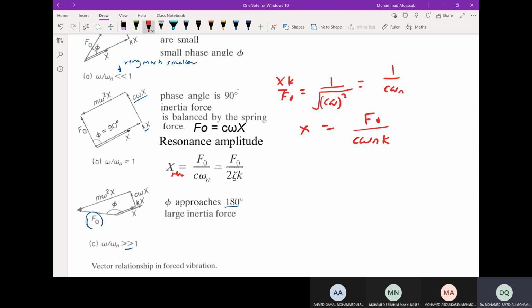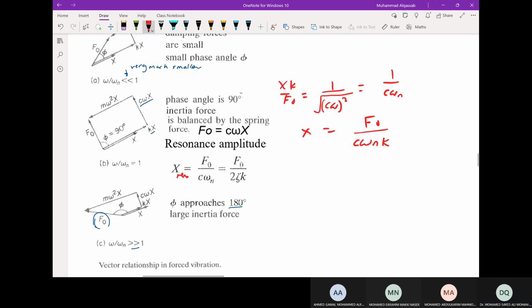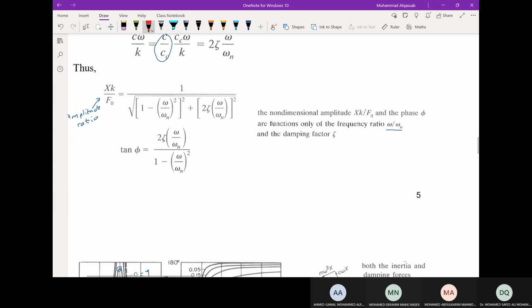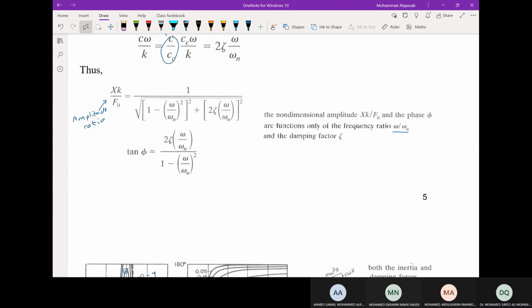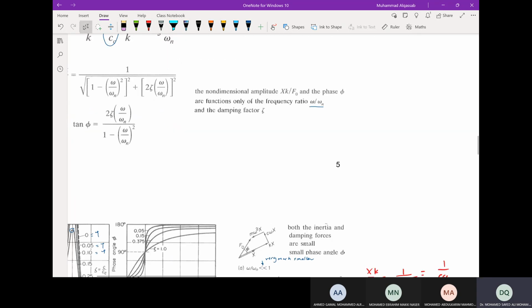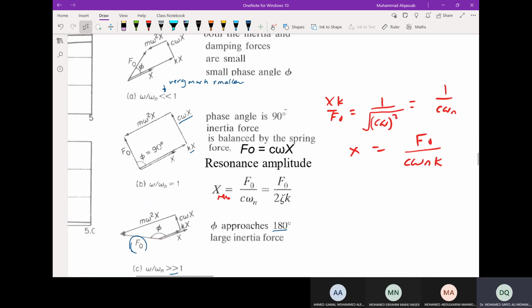Let me make sure. That is only X, not the amplitude ratio. So X equals F naught over C omega n, all squared, becomes F naught over C omega n, and this becomes X equal to F naught over C omega n.